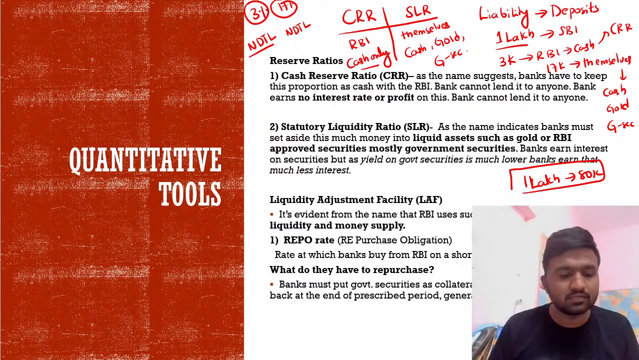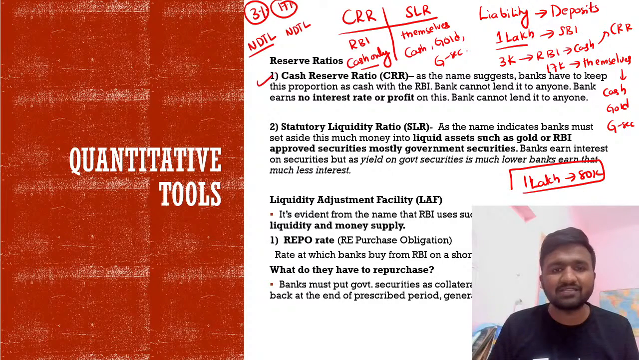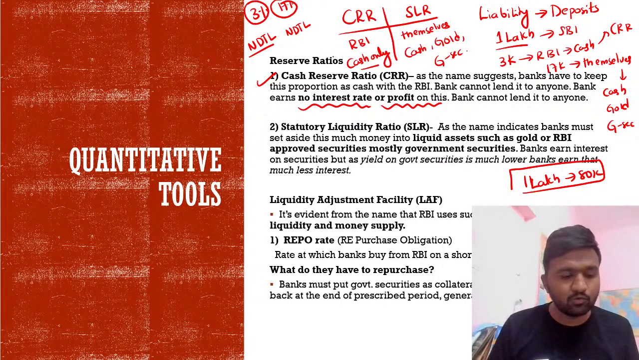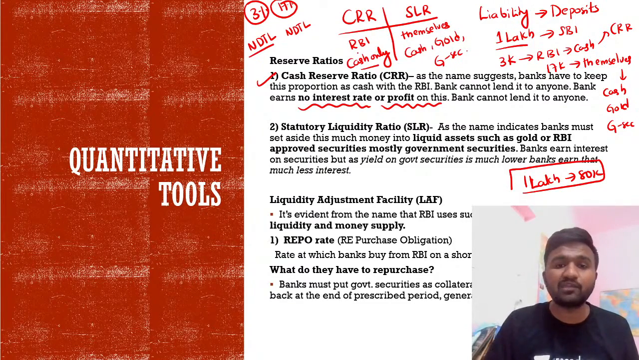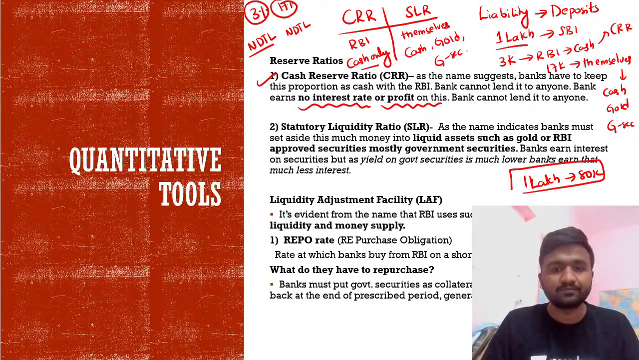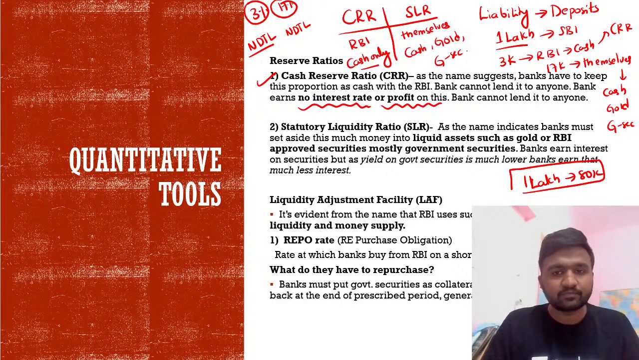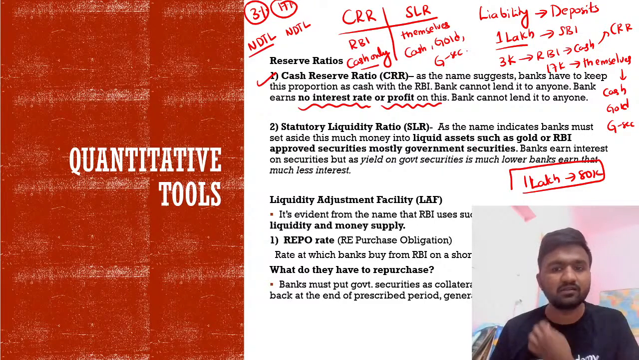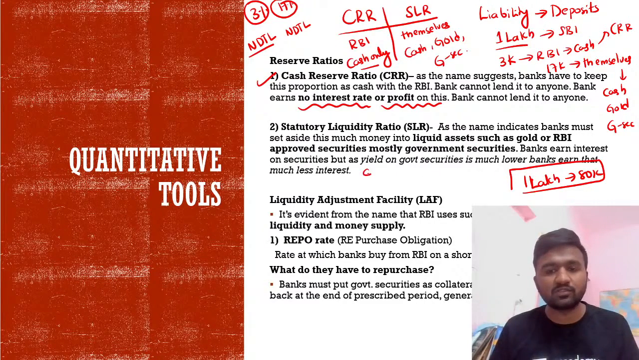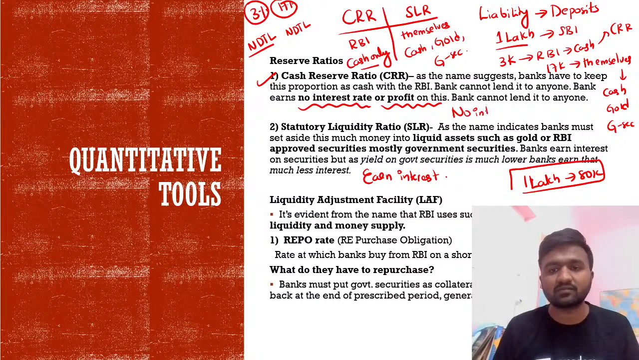Is that clear? Another difference: in cash reserve ratio there is no interest rate or profit for the bank. You will go to RBI and keep the money in cash, but RBI won't pay you any interest for that. You should just keep it as idle money. Whereas in the case of SLR, the bank can earn interest on this. Here there is no interest on CRR.